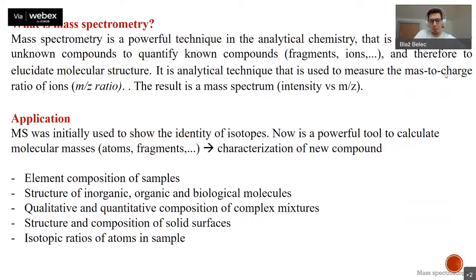By putting together the known fragments that we can get from the spectrogram, we can build up our unknown compounds, and therefore we can assign the molecular structure. It's the analytical technique used to measure the mass to charge ratio of ions. So you will always see this m/z ratio in the spectrometer.